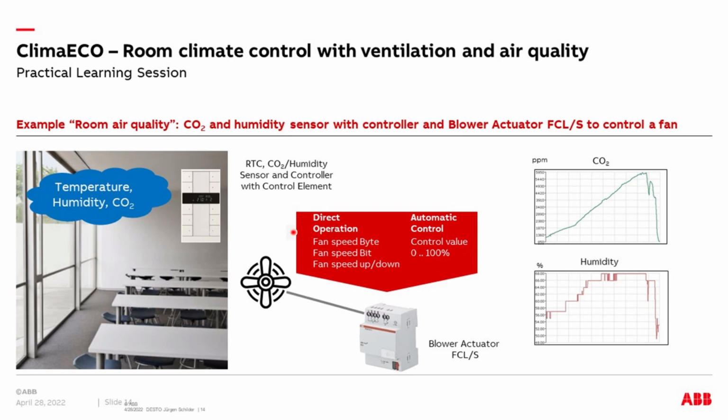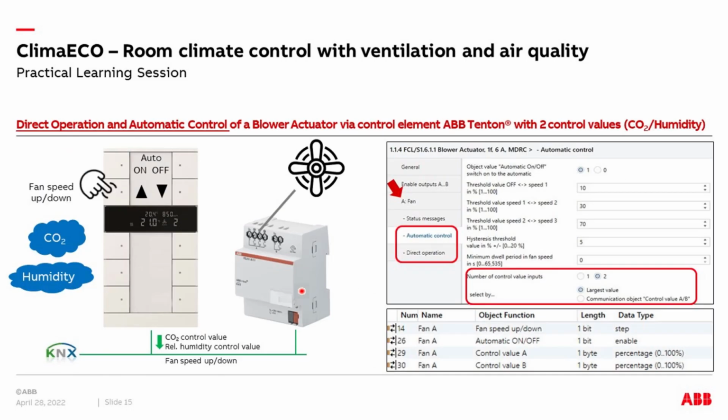Another mode is the direct operation. It means the user here in the room can press a button and change the fan speed directly or manually. So in this direct mode, the blower actuator is not listening to the control value. It's listening here to the manual commands for up and down, for example, the speed of the fan. And via one button or via a time function, the actuator can go back automatically to this automatic mode after a direct operation. Good, then let's do a practical exercise.